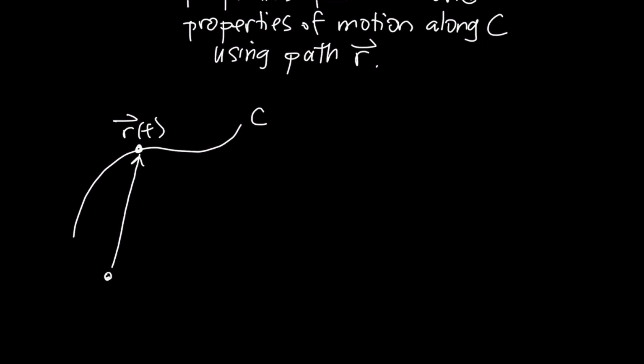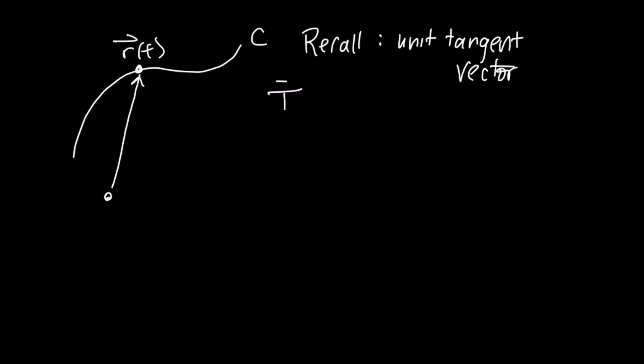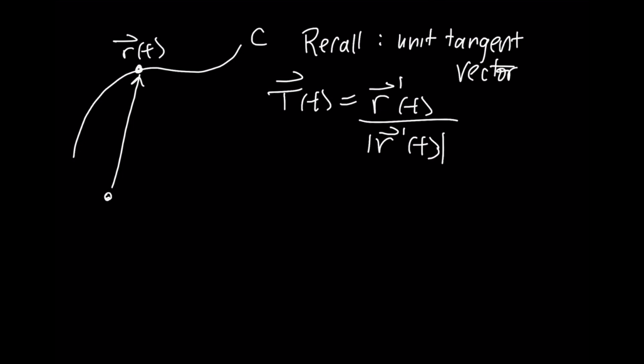Now, recall that we've talked about the unit tangent vector. The unit tangent vector is going to be denoted by capital T of t, and all it does is take the derivative of the vector function r of t and divide it by its length. Now, remember that the r prime of t vector is always tangent to the curve, and it's tangent at the point that's given to you by r of t.